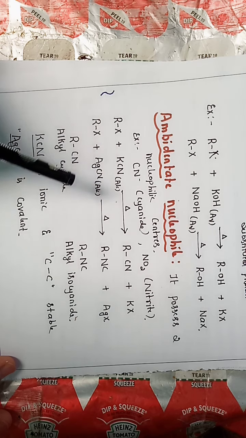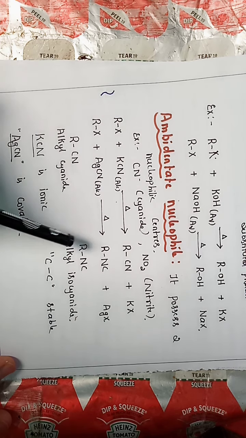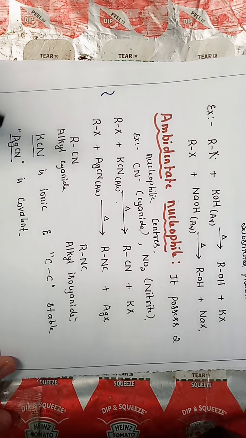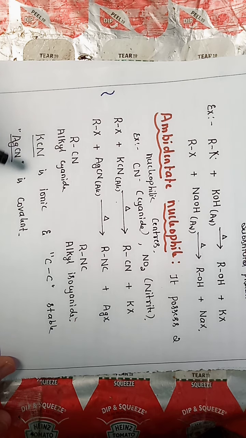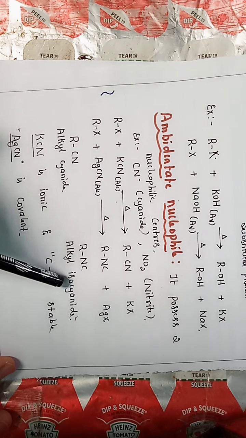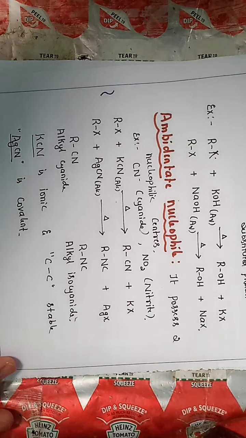Similarly, in AgCN, the product is alkyl isocyanide, and nitrogen is the nucleophilic center because the bond between silver and carbon is covalent. So here nitrogen acts as the nucleophile, so the product is alkyl isocyanide.